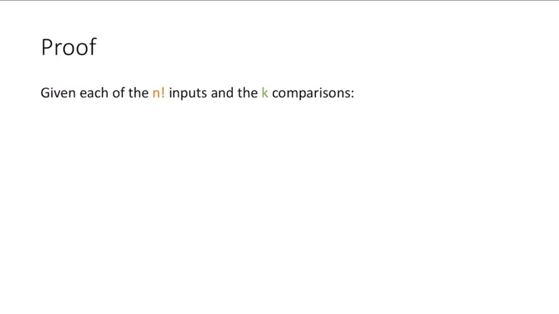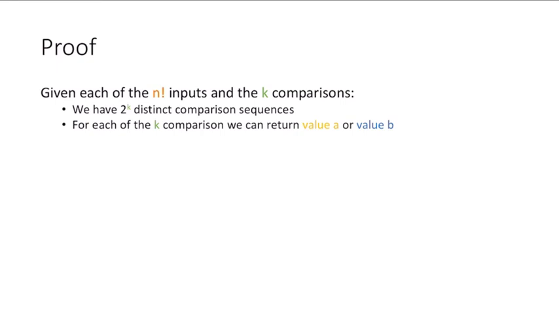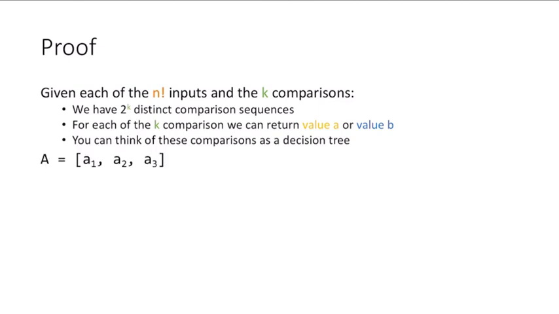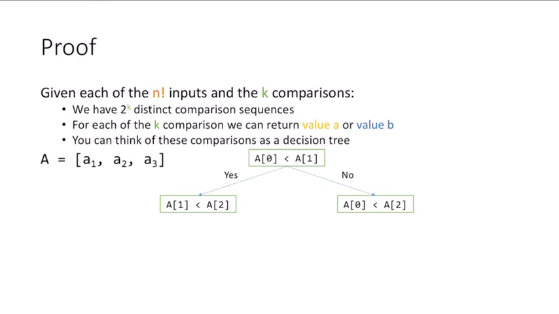So to prove that, let me give you a couple extra tools here. If we have 2 to the k distinct comparison sequences, for each of the k comparisons, we're basically going to return value A or value B. You could think of these comparisons as resulting in a decision tree. So let's say I have an array of the numbers A1, A2, and A3. We don't know in what order those go. But I'm going to compare A0 and A1. And depending on that, if A0 is less than A1, I'll go to the left branch here, or I'll go to the right branch.